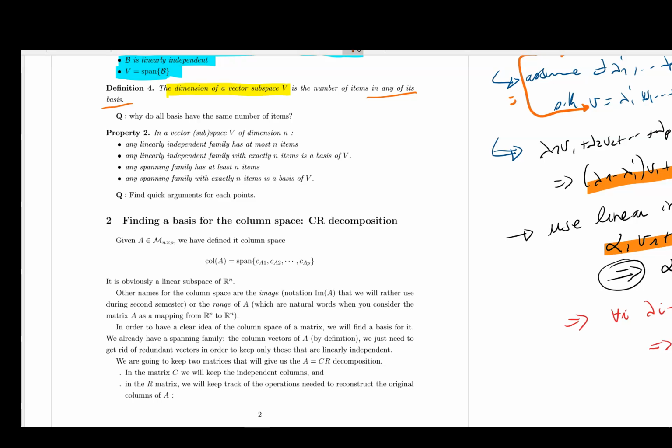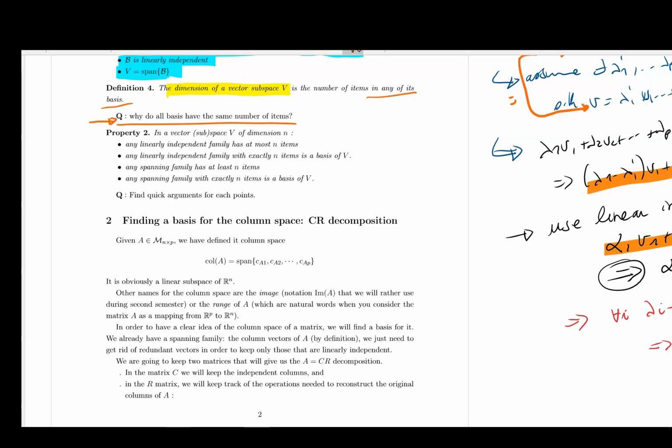Any basis of my vector subspace should have the same number of items, right? And that's a question that I will leave open for you to answer. Okay, think about this after the class. Maybe take 2 minutes now to think about that, but after the class, come with a question next lesson if you haven't found the answer. Why do all the bases have the same number of items? What would happen if you had two bases that have different numbers of items? Okay, so that's one question for you to meditate on.